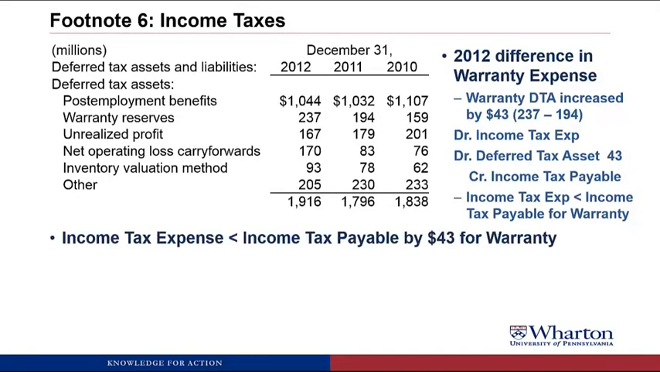So anyway, we have income tax expense on the financial statements is less than income tax payable to the government by $43 for warranty, well, $43 million, but $43 for short.